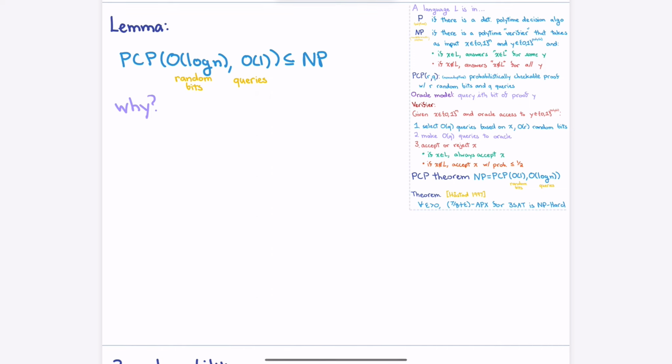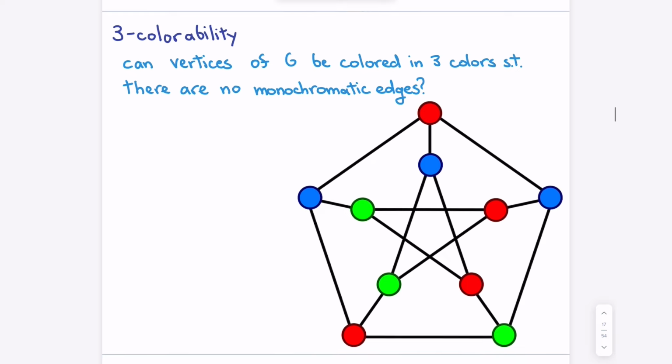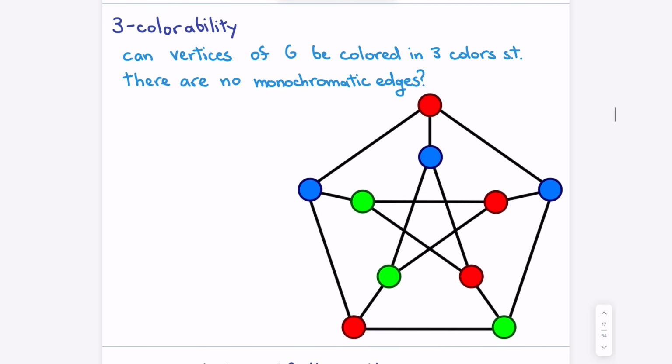Okay, so the opposite direction is harder. And our construction is going to start with a simple problem like 3-coloring a graph, and then it's going to get a little bit more involved to what are called graphical constraint satisfaction problems.